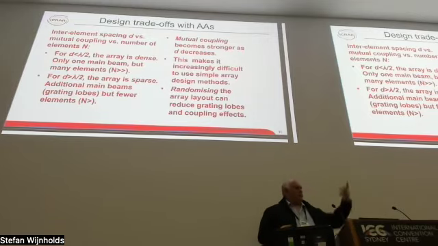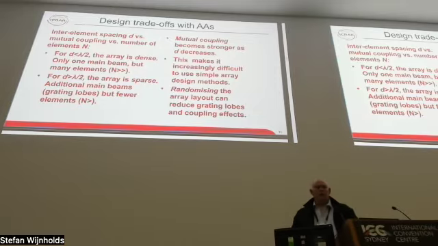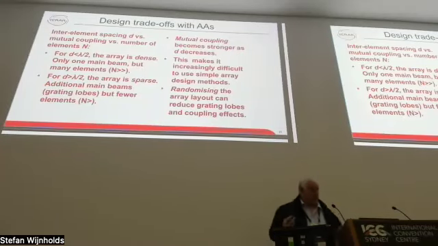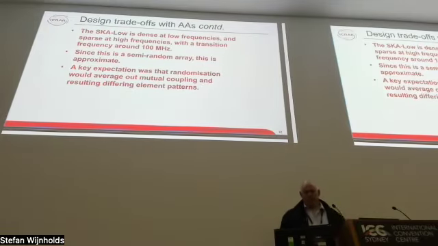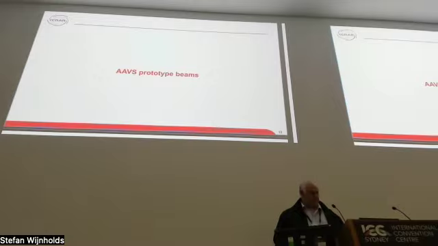We've also spoken about design trade-offs, and Ron picked up on these again this morning. Because of the very wide bandwidth of the system, you're dealing with a system which has all the issues of both a dense array and a sparse array, because it transitions from being dense to sparse. And there's not much you can do about that. You've got a very wide band array and you have to deal with both of these. As I mentioned, it's dense at low frequencies, sparse at high frequencies, and the transition frequency is around 100 megahertz. The key expectation was that the randomization would average out the mutual coupling and the differing element patterns. You'd be able to do a good approximation with the isolated elements.